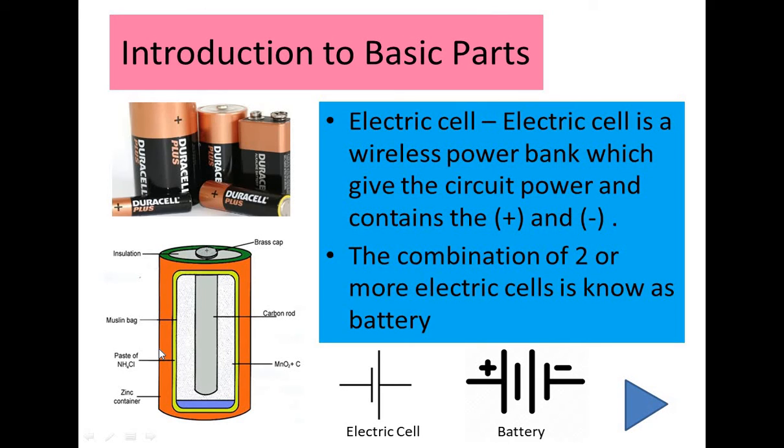If you ever wondered what's inside the battery, there are two black sheets. One is positive and one is negative, which are separated from each other and which provide the energy. Also you can see the insulation brass cap, and this is the carbon rod. This is MnO2 plus C. This is the zinc container which contains all these. This is the paste of NH4Cl, and this is the muslin bag which separates these two from each other.